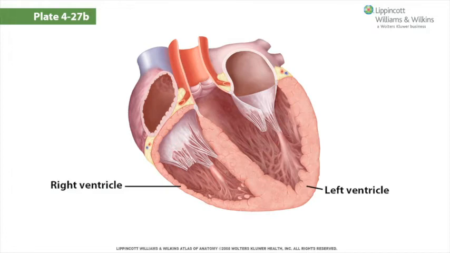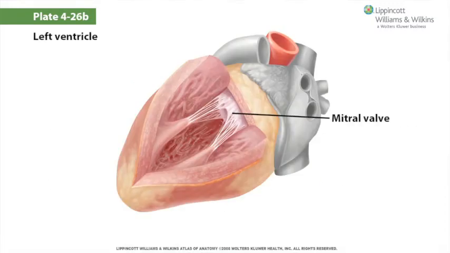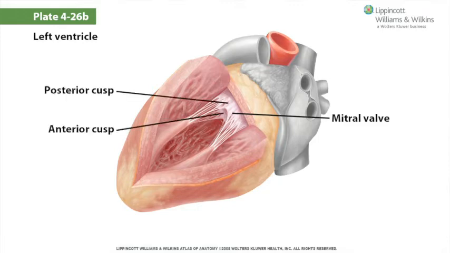Most of the internal surface of the left ventricle is covered by trabeculae carneae, except for a short, smooth-walled superior region leading to the aortic valve, which is called the aortic vestibule. There is no moderator band in the left ventricle. The two cusps of the mitral valve, which point into the ventricle, are named the anterior and posterior cusps according to their relative position to each other. The posterior cusp is often incompletely divided into units called scallops.